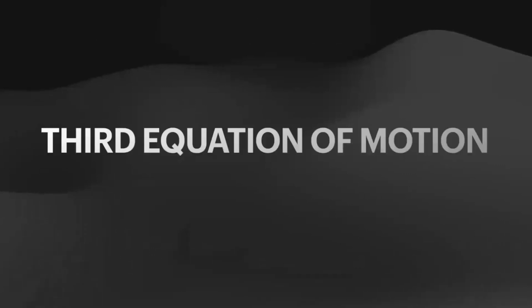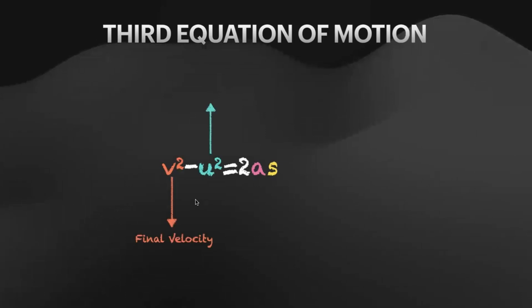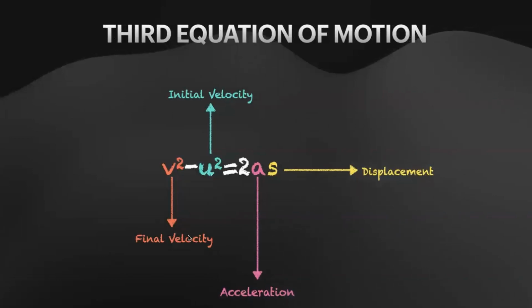So now let us go to the next, which is the third equation of motion. What is the third equation of motion? v square minus u square is equal to 2as. What are the terminologies? v is the final velocity, u is the initial velocity, a is the acceleration, and s is the displacement. Clear? So there is no new terminology which I have to explain. All the terminologies have been explained in the first and second equations of motion.